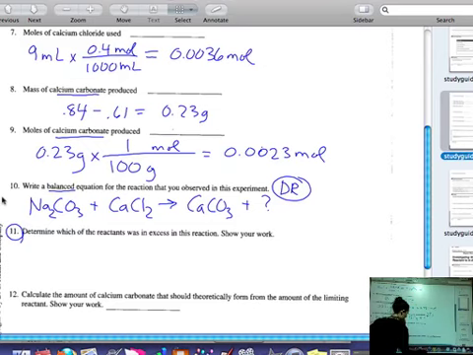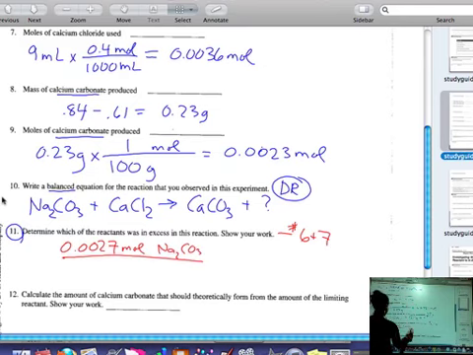We've got to look back, use red. We've got to look back at questions number 6 and 7. Let me just double check that it is 6 and 7. Okay, so for number 6 and 7, I found that I had 0.0027 moles of sodium carbonate. And I left it at the top up here, 0.0036 moles of calcium chloride. Again, I'm writing down what I'm talking about so I don't get confused.